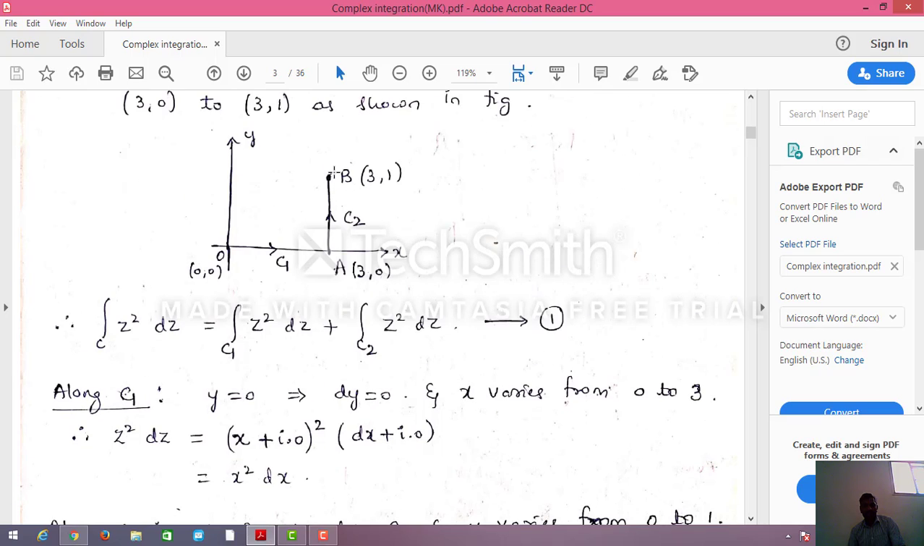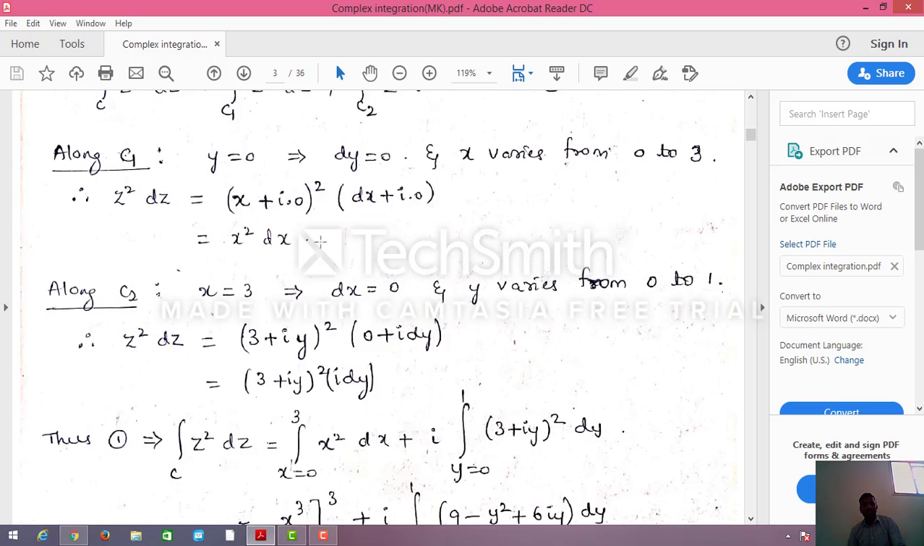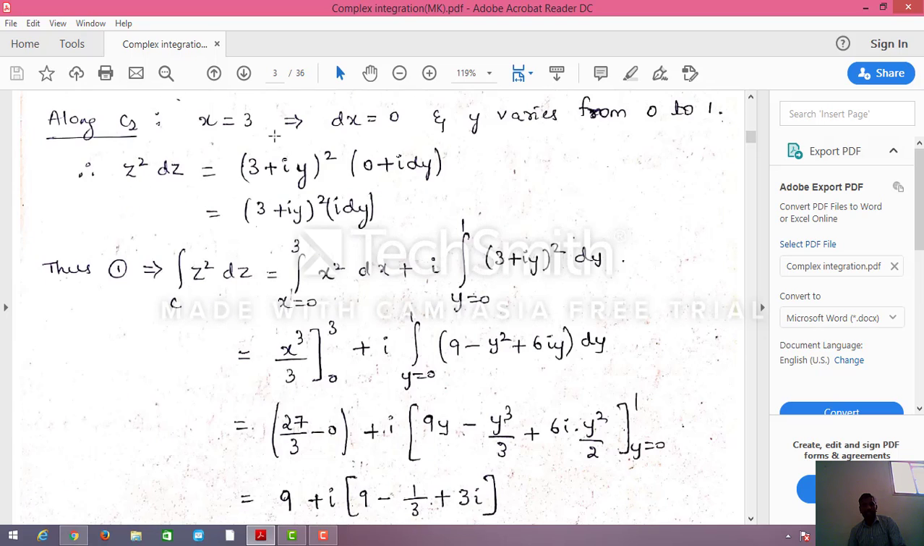Along C2, what is this line? C2 is the line where x equal to 3. If you take x equal to 3, then dx equal to 0. Now in the place of x, I am putting 3 here. So at that time y varies from, what is that? 0 to 1. Why?